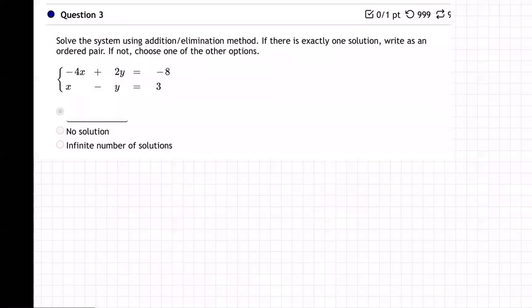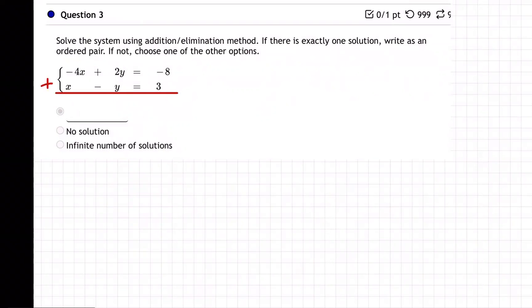Okay, on this question, they want us to solve these two equations with two letters. And we're going to use the addition, also called elimination method. So how do we do it? Well, watch this. Watch this not work. Don't write this down. This is wrong, but I want you to see it's instructive.